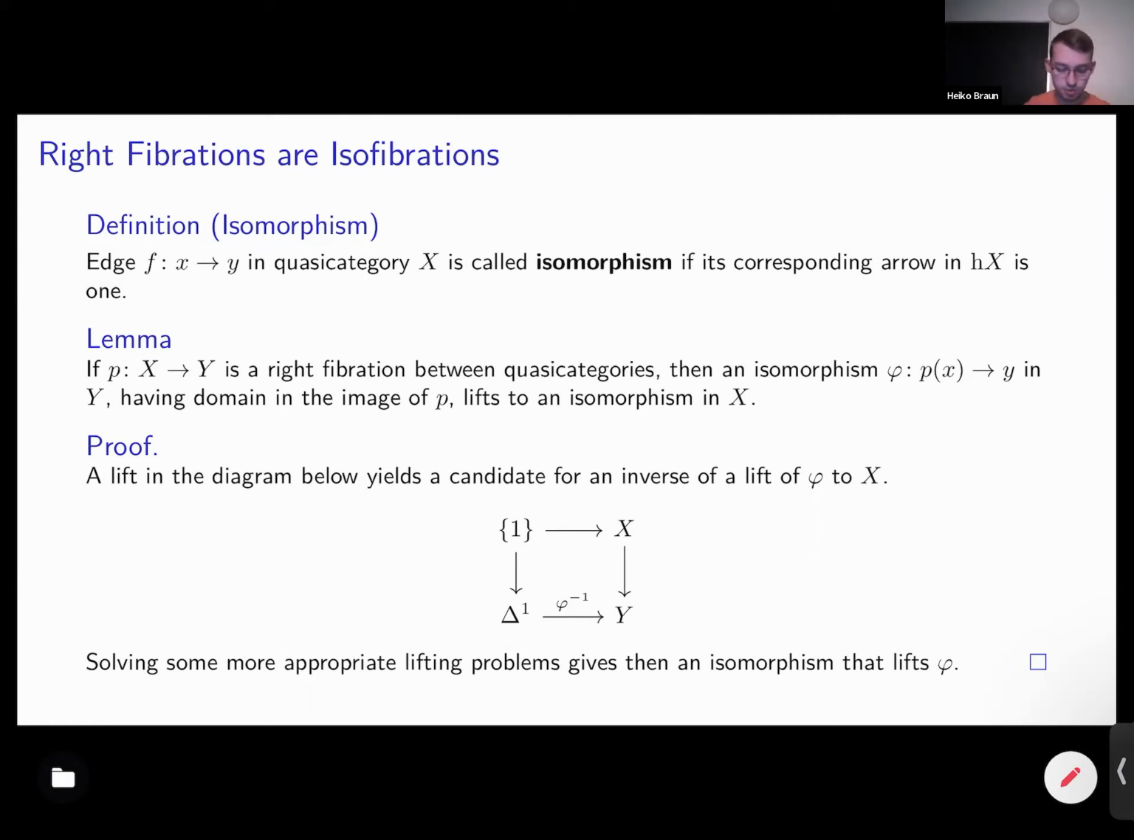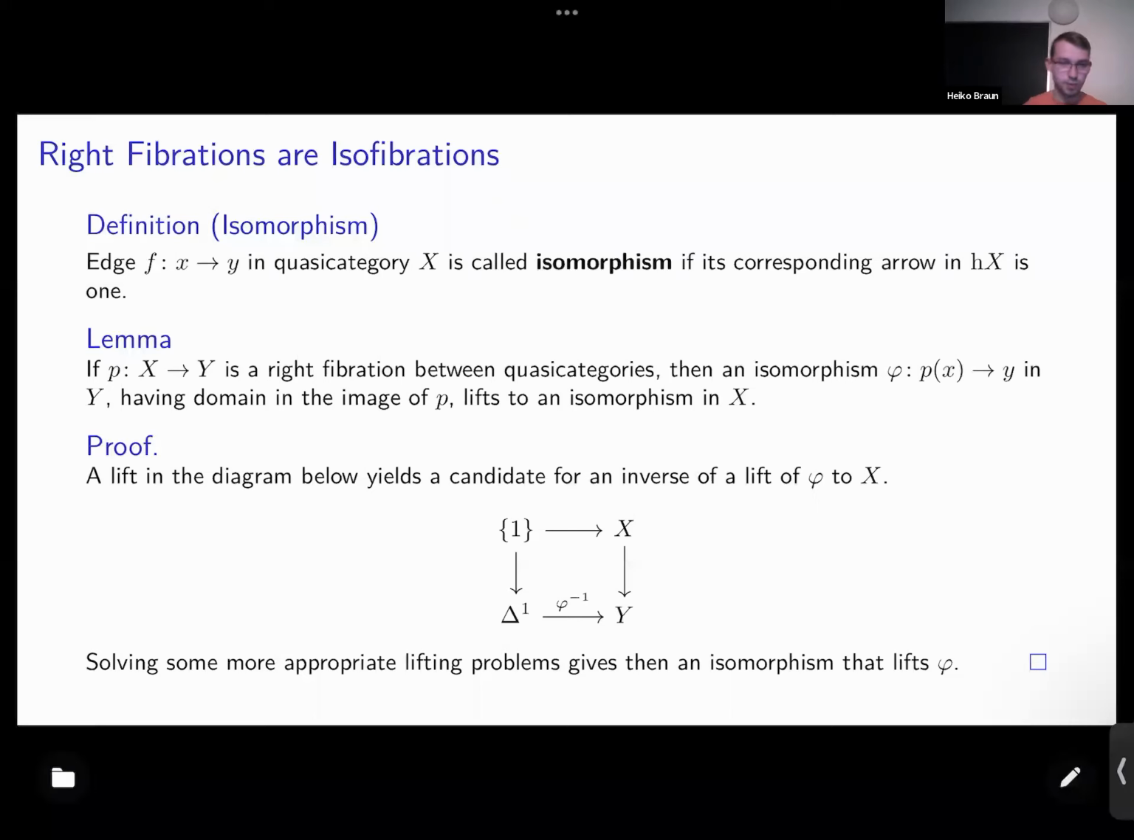So one has to solve a few more lifting problems. I won't dive into this part of the proof. We can, but it's not too difficult, but yeah, a few lifting problems have to be solved, and then you can get an inverse to that inverse and check that actually it's an isomorphism on top and everything works out as desired.